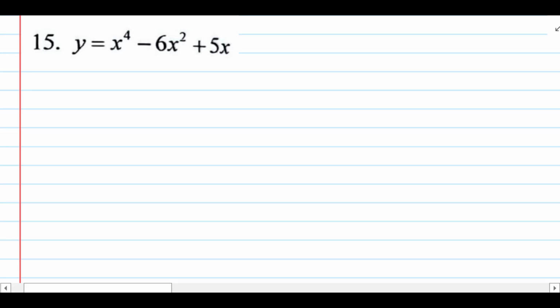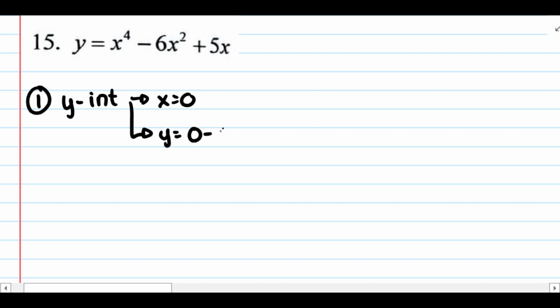And the next one is 15, the last one. For this number, I will try to find the y-intercept first. Y-intercept means x equals 0. That means y equals 0 minus 0 plus 0. It will be (0, 0) as the y-intercept.